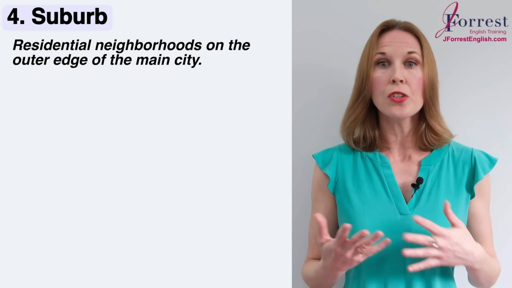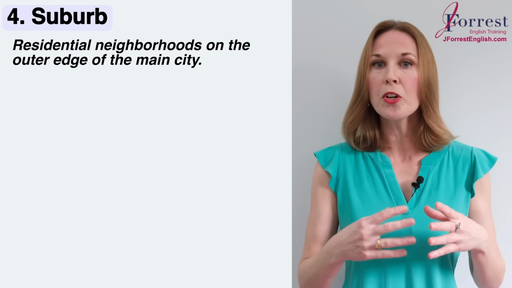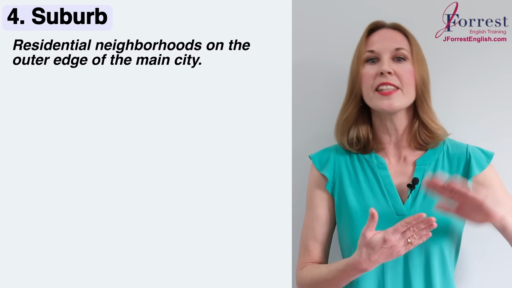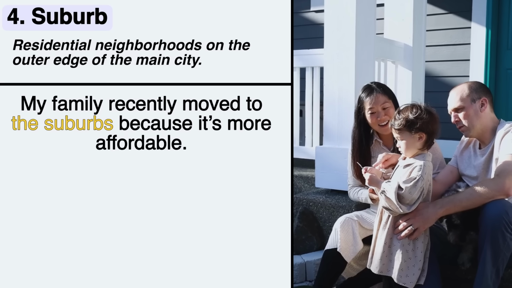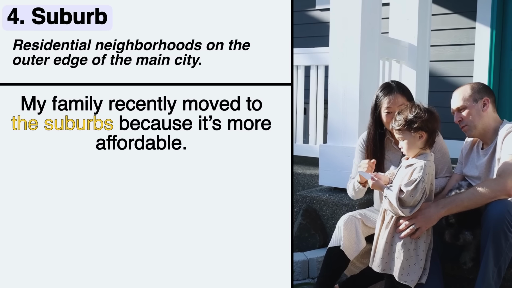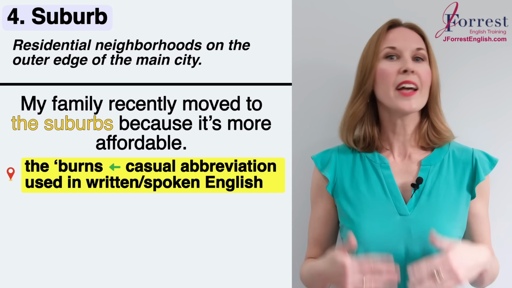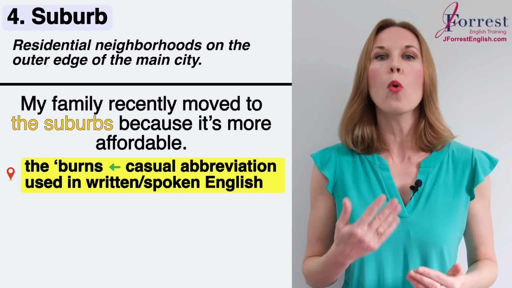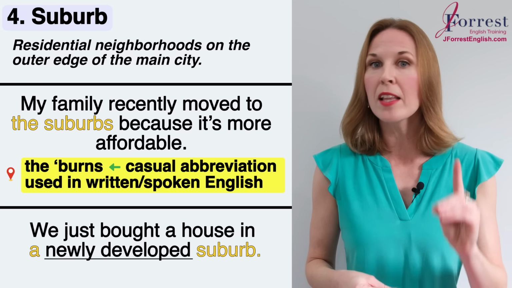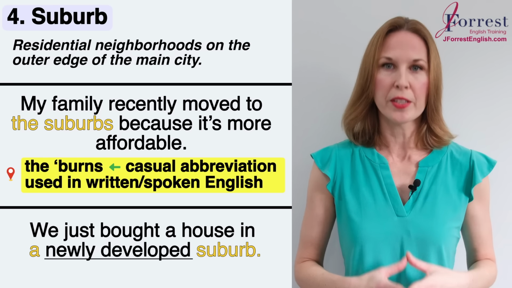This is a residential neighborhood on the outer edge of the main city. So it's a neighborhood, but just think it's on the outer edge of a city. So it's usually quite far. If someone says they live in the suburbs, you might say, my family recently moved to the suburbs, because it's more affordable. And native speakers will casually call it the burbs. This is a casual abbreviation used in written or spoken English. You might say, we just bought a house in a newly developed suburb. Newly developed, an adverb and an adjective to describe the suburb.